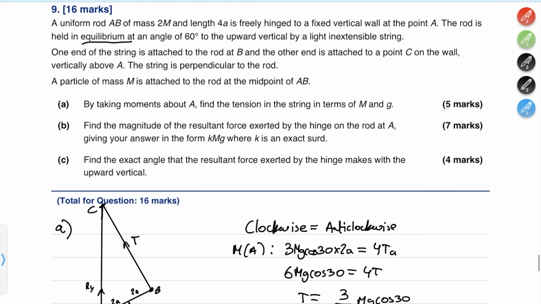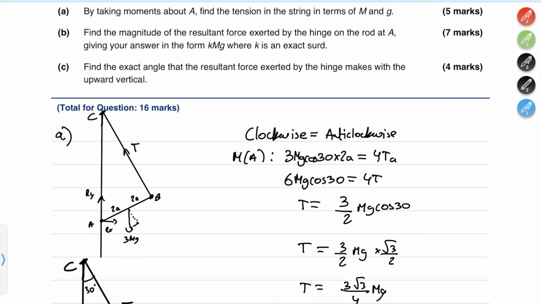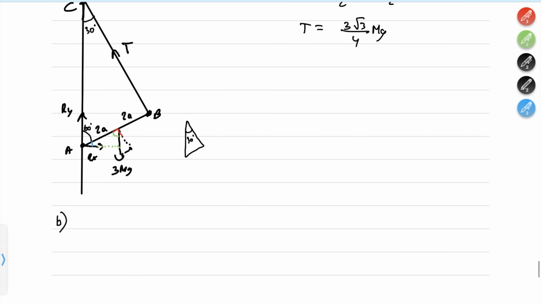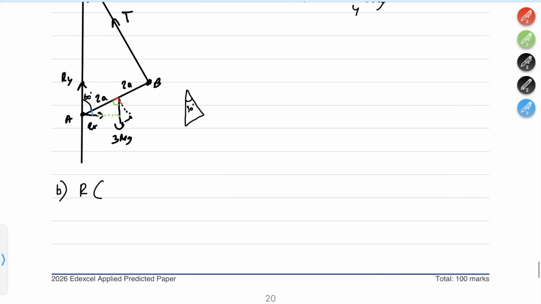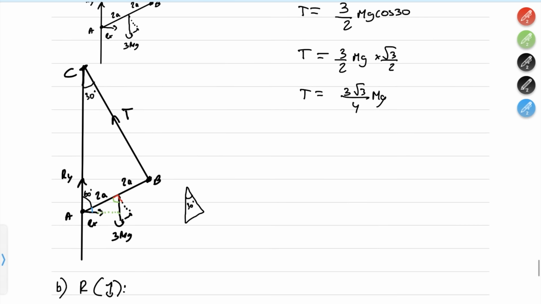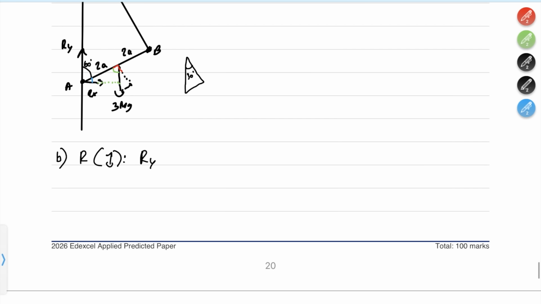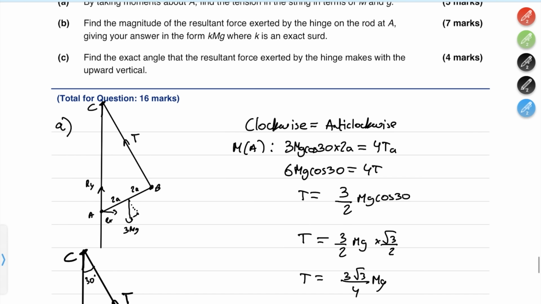So it's asking us to find the magnitude of the resultant force exerted by the hinge on the rod at A. So again, what we're going to do is find Rx and Ry, and then I'll explain how we can find the resultant force. The best way, in my opinion, is to resolve horizontally and vertically. If we look at resolving vertically first, we can see that we have two forces acting upwards. One of them is Ry, and another one is the vertical component of T.